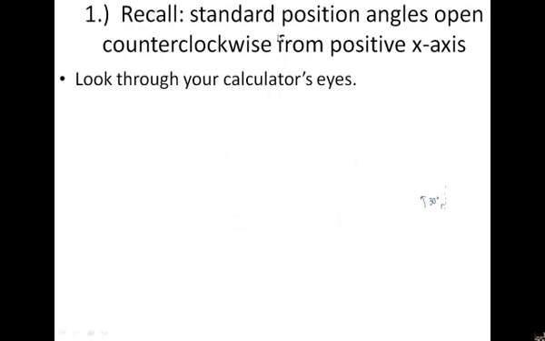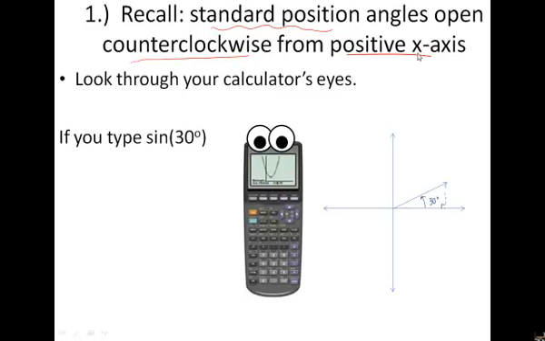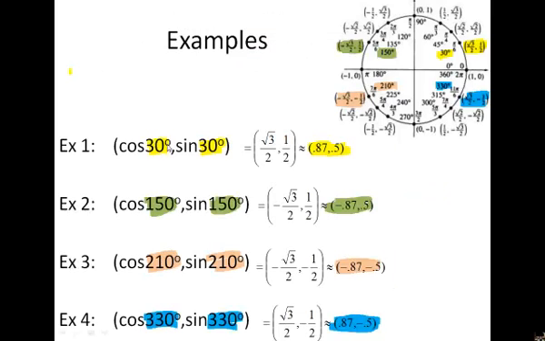So recall your calculator is going to be taking in some sort of angle that you type in, and it's going to regard it as standard position. In other words, it's going to look at it as an angle that's open counterclockwise from the positive x-axis. So looking through your calculator's eyes, if you were ever to do a sine of 30 degrees, your calculator is looking at 30 degrees as this angle over here, where we open from the 30-degree angle counterclockwise from the positive x-axis. Here are just some more examples of what your calculator would be doing.